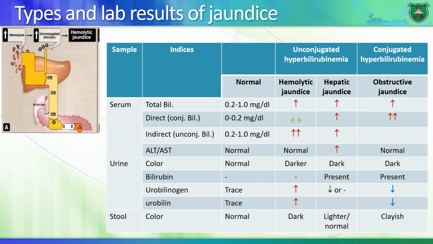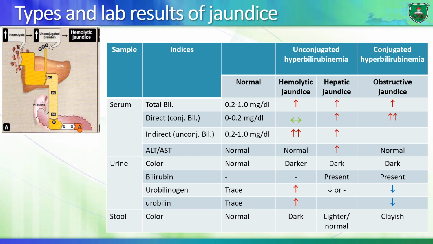Since we're talking about catabolism of heme, it's important to discuss jaundice. Jaundice is basically a group of disorders that are related to deficiency in the catabolism, transport, and metabolism of bilirubin, and they result in yellowing of the skin in individuals.